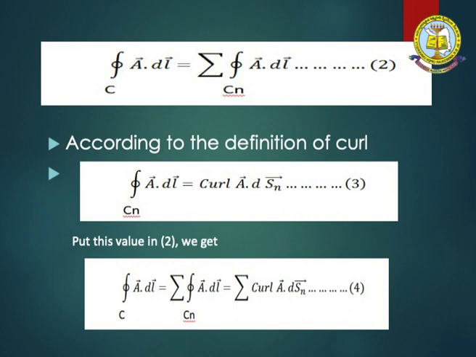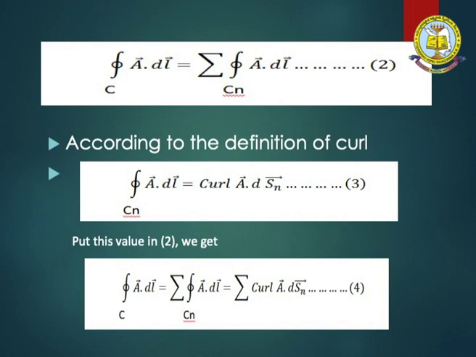So, for a number of large areas, we can write the summation of the integral of A dl. According to the definition of curl, the line integral of A dl is equal to curl A into dsn. So, substituting this value in the above equation, the summation of the line integral of A dl is equal to the summation of curl A into dsn. So, the line integral of A dl is equal to curl A dsn.